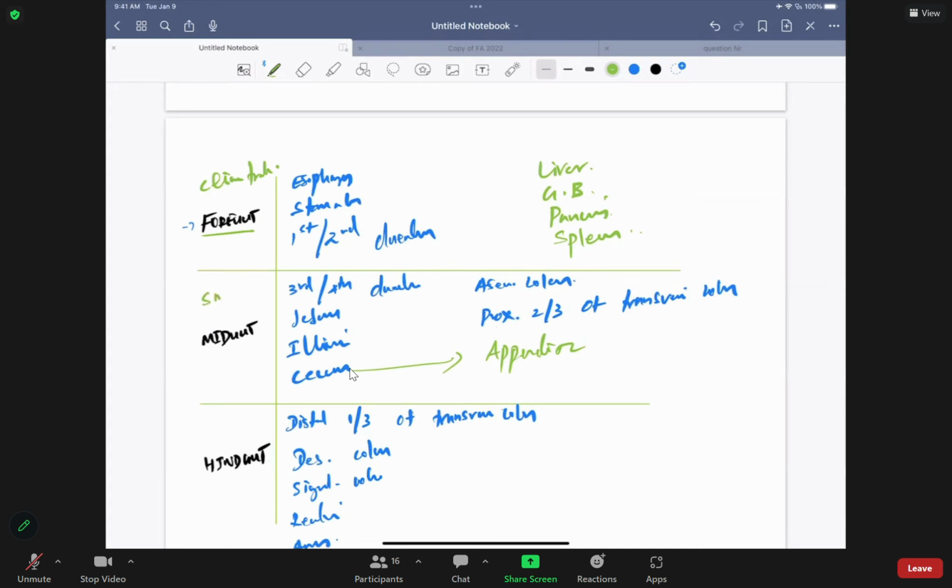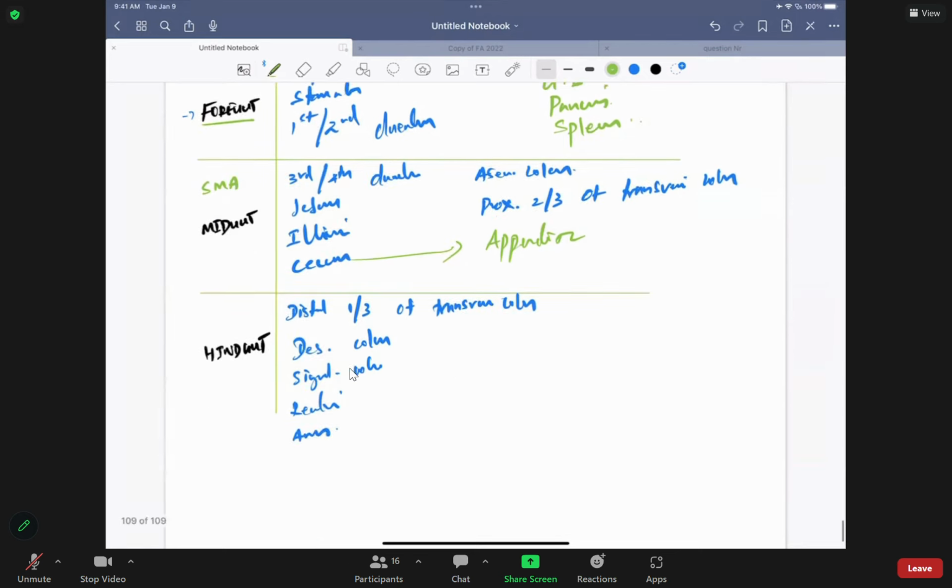Same thing with the midgut. It's going to be superior mesenteric artery. Okay, it's going to be superior mesenteric artery. So you might not know the exact branch of appendix, but if I ask you who supply appendix, at least it's a branch from superior mesenteric artery. Is that clear, folks? So all the midgut structures get oxygenated blood from superior mesenteric. Same rule we're going to apply to hindgut, inferior mesenteric artery. Inferior mesenteric artery, folks. Okay, so that's very important.